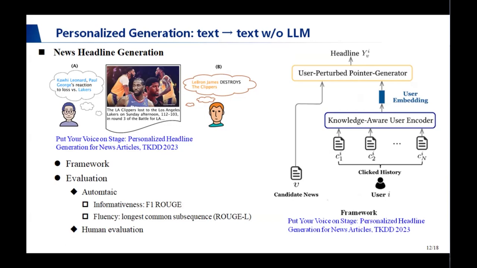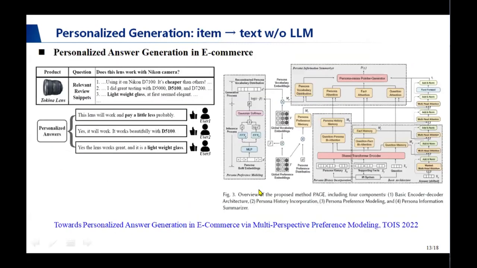It basically measures the bigram and the trigram of the message. And the other one is the fluency. It will try to measure against the real news title, which means when it doesn't have personalization, compare with personalization, and see how long the longest common subsequence is. Okay, so that one is for news generation.